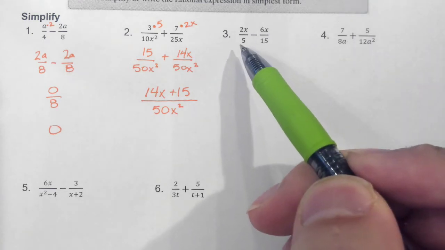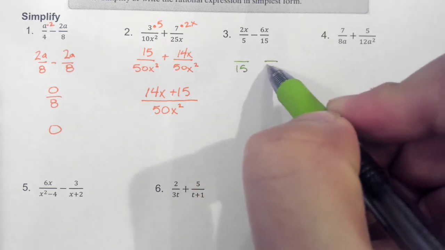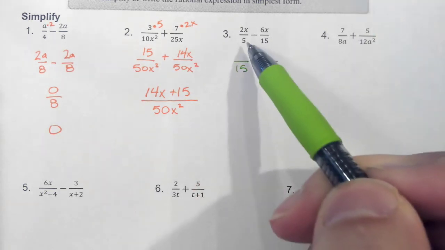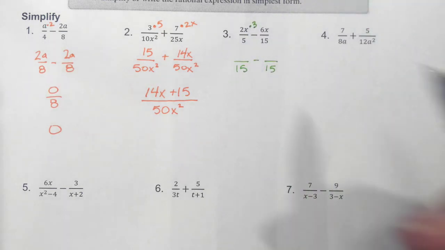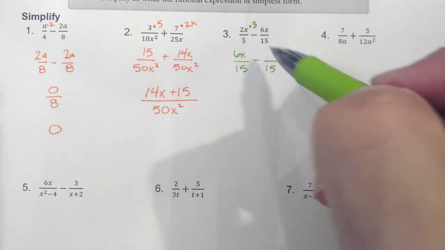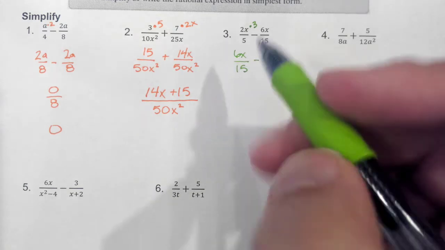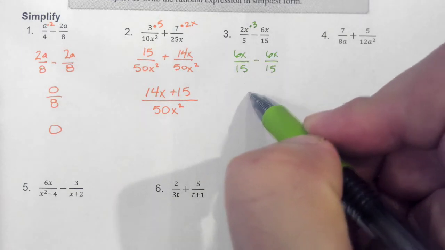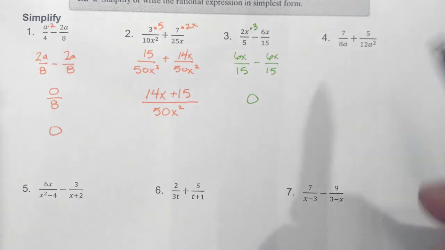Okay, number 3. You should have found a common denominator to be 15. From 5 to 15, you multiplied by 3. If you multiply your numerator by 3, you get 6x. This denominator did not change, so the numerator should not change. And much like number 1, if you subtract something from itself, you get 0. 4 is more interesting.